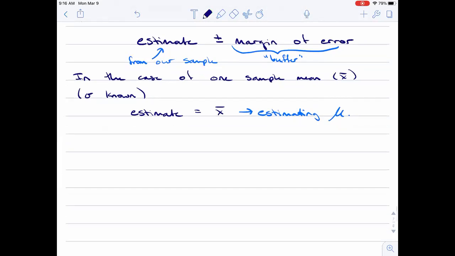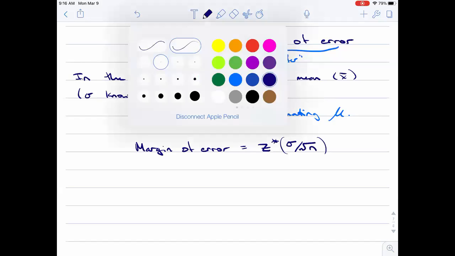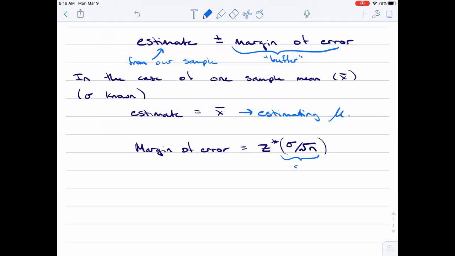And then our margin of error, in this case, is going to be Z star times sigma over root n. Sigma over root n, we know from before, right? From just earlier, we said that, okay, well, sigma over root n, this is our standard error. The only thing that's new is our Z star.